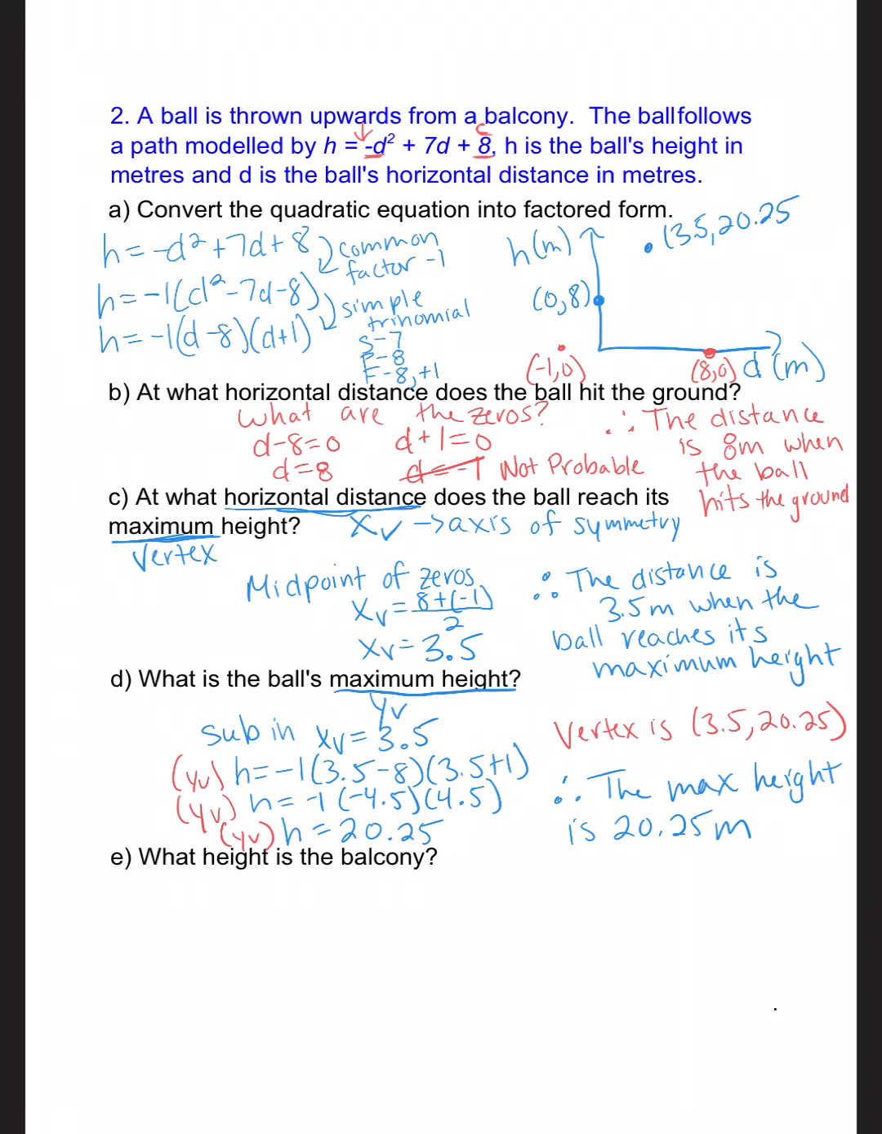Okay, we can see what's going on hopefully with our dots here, but we also know from our a value that this parabola is going to open down. So the parabola should look something like that. Okay, and it says what height is the balcony? Well, that again is our y-intercept, because that is where the ball initially starts from. It's where it's thrown from. So we identified our y-intercept as 8 meters. Okay, so the balcony is 8 meters high.